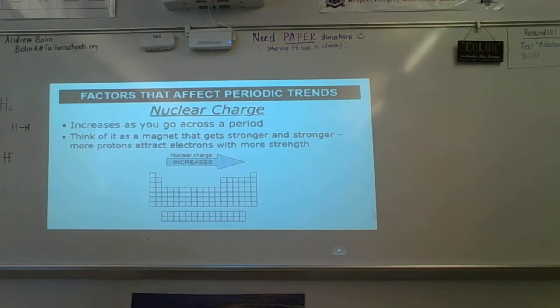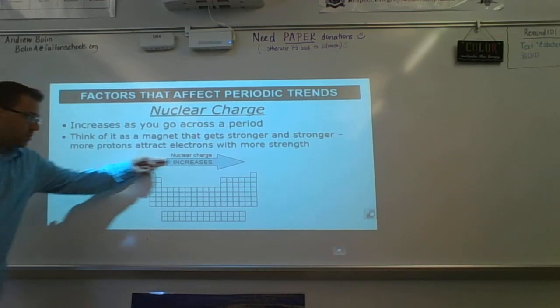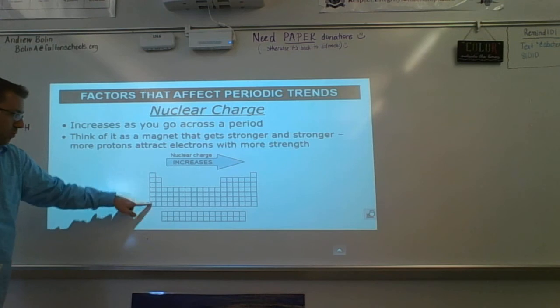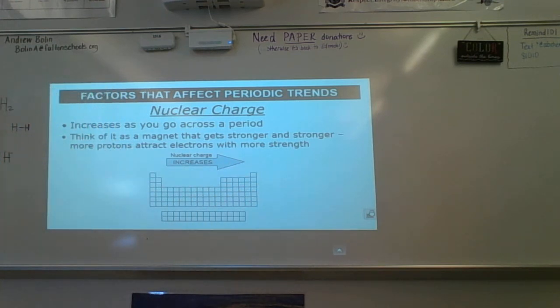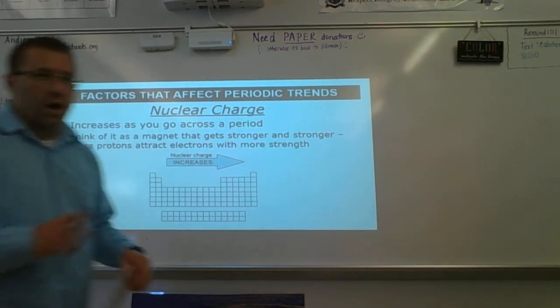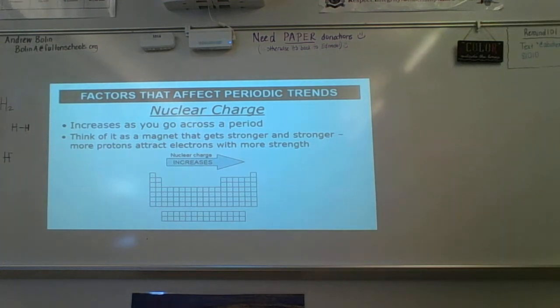Wait, by the horizontal or the vertical? We're going this way. So you're starting off at group 1 to group 18. Okay. So it increases as you go across a period, and the example I'm giving you is think of it as a magnet that gets stronger and stronger. More protons attract the electrons with more strength. So as you get more protons, that will increase the nuclear charge.